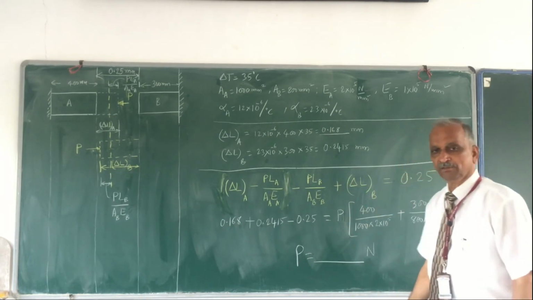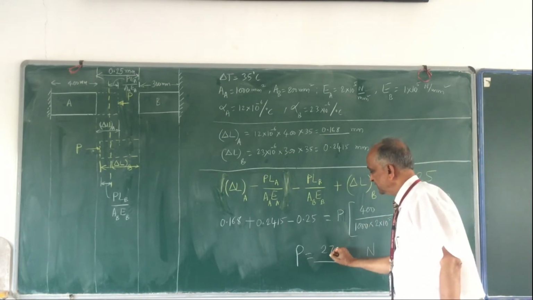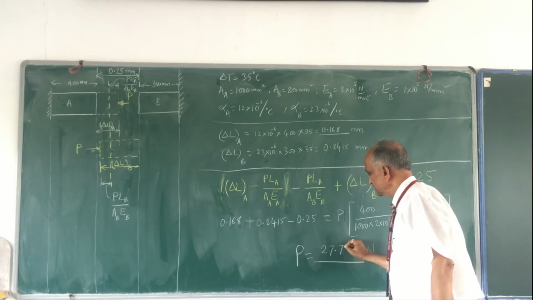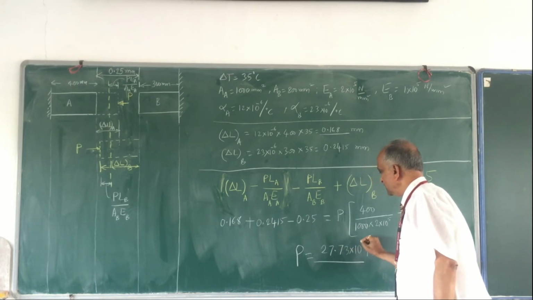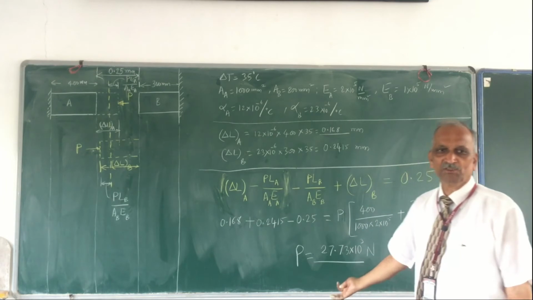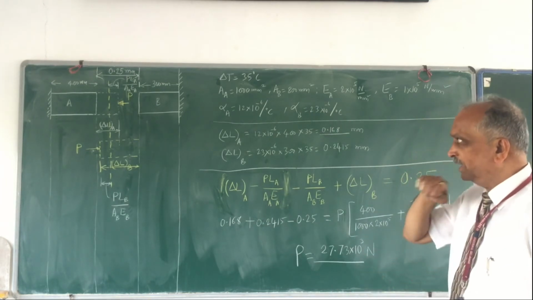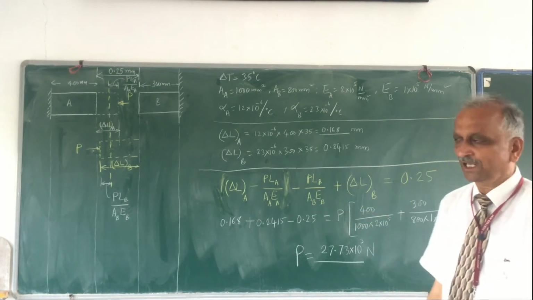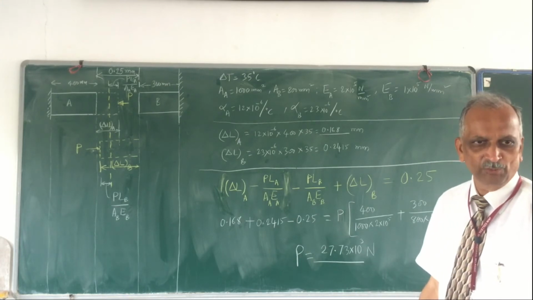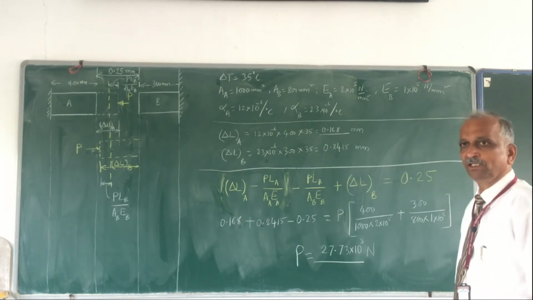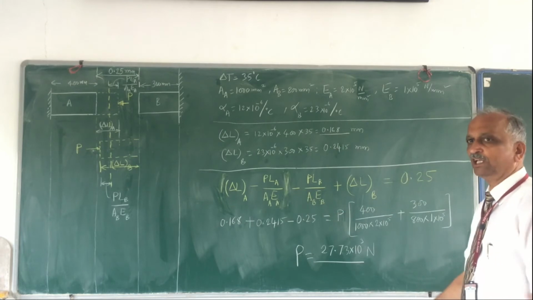P is 27.73 into 10 raised to 3. Okay, very simple now. Once you get this P, you can easily get sigma A and similarly sigma B. I hope you have understood and you will be able to calculate. What is the nature of stresses in both A and B?